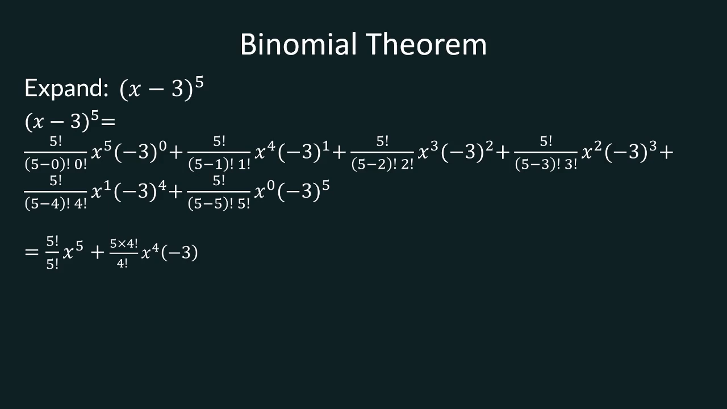just negative 3, plus, and in the third term, we know in the denominator we are going to get 5 minus 2 factorial, which is 3 factorial. And so doing, we expand the top as 5 times 4 times 3 factorial, so we can cancel 3 factorial from the denominator. You get it? So we get 5 times 4 times 3 factorial divided by 3 factorial times 2 factorial.